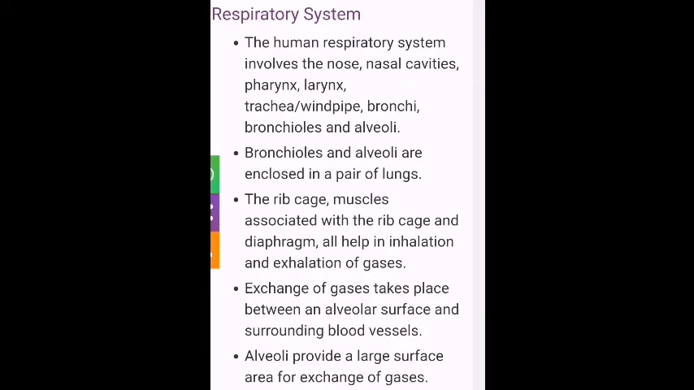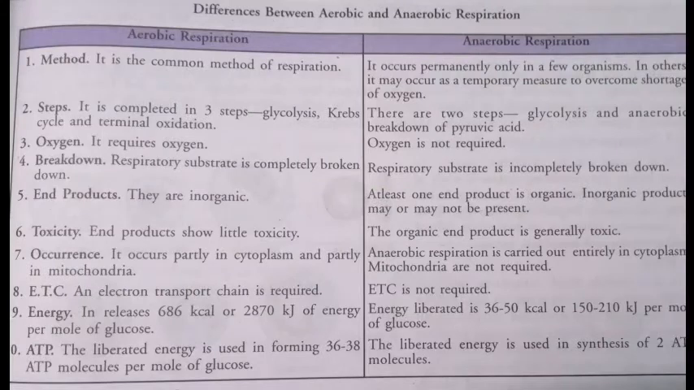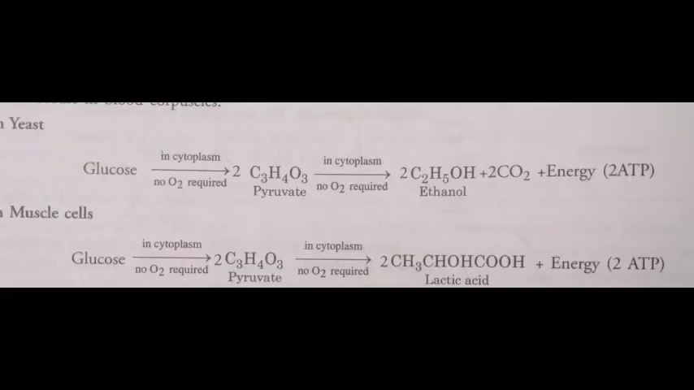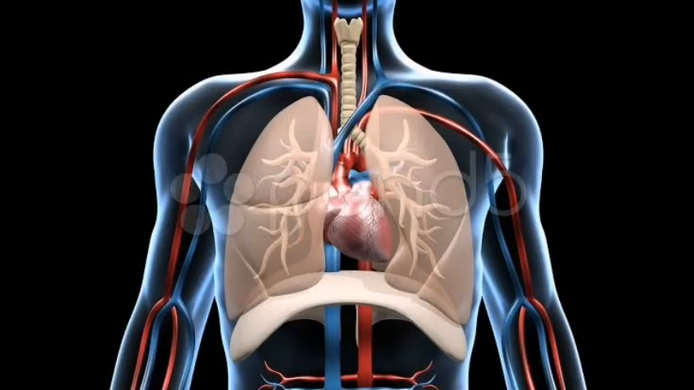Next is the respiratory system or respiration. Respiration includes two major steps. One is breathing and the next one is cellular respiration. There are two types of respiration, mainly aerobic and anaerobic respiration. Aerobic respiration takes place in the presence of oxygen and anaerobic respiration takes place in the absence of oxygen.